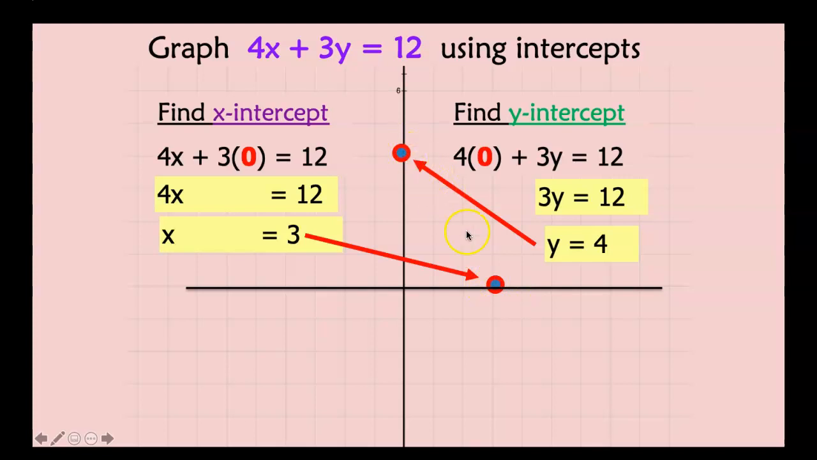So I'm just going to connect these 2 points and then draw a longer line because all the points in that line are part of 4x plus 3y equals 12. Here's your line. And then you are done graphing 4x plus 3y equals 12.